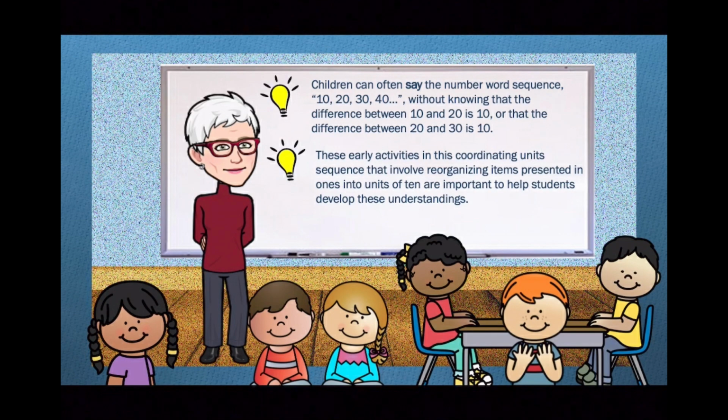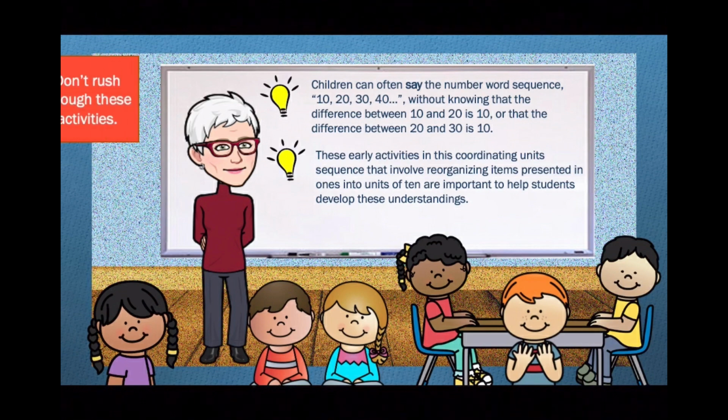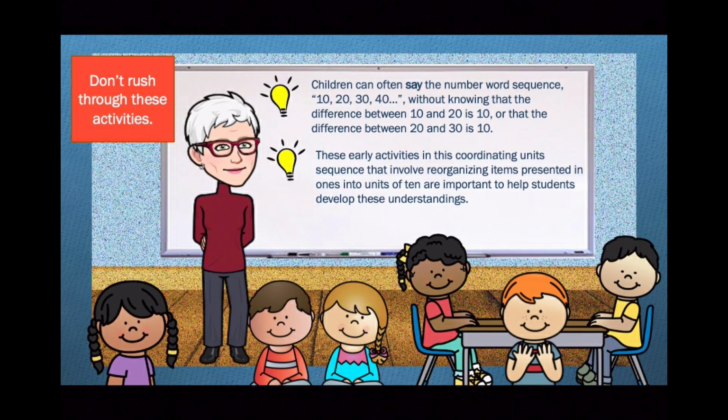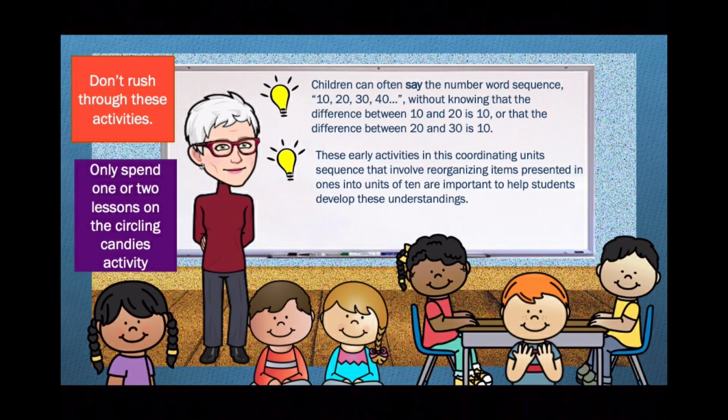These early activities in this coordinating units sequence that involve reorganizing items presented in ones into units of 10 are important to help students develop these understandings. Therefore, we have to be careful to not rush through these activities too quickly. They seem so obvious to us as adults. Even so, we encourage teachers to continue to push forward to other activities in the sequence. We recommend spending 1 or 2 lessons, but not more, on the Circling Candies activity. This concludes video segment 1.